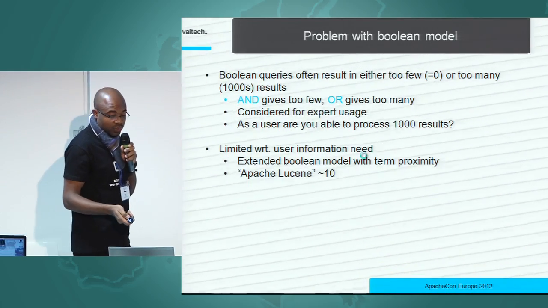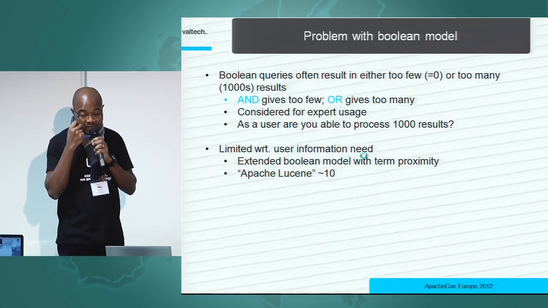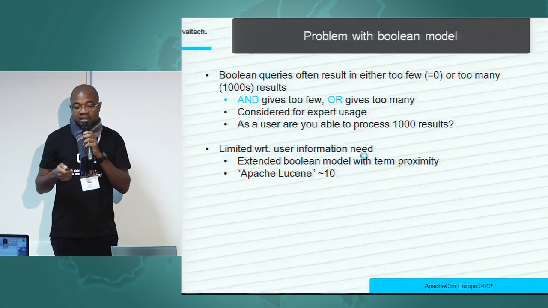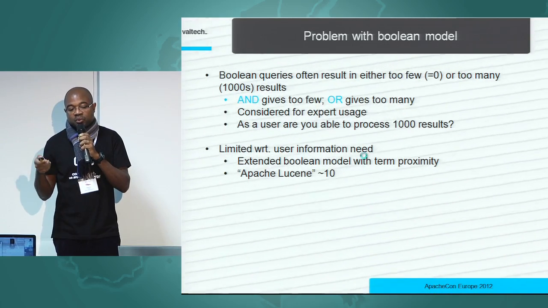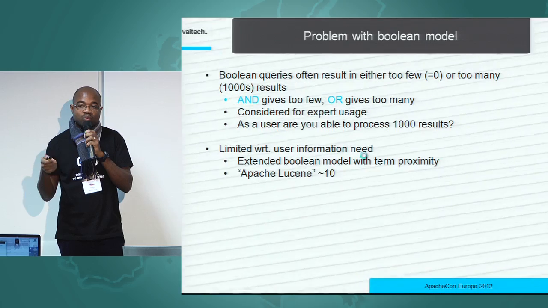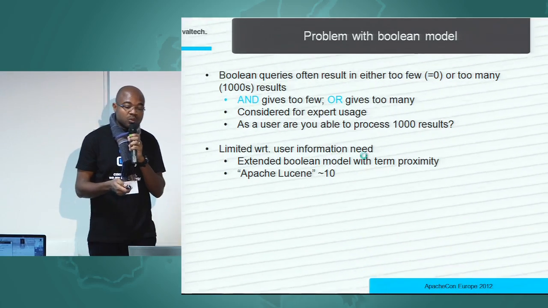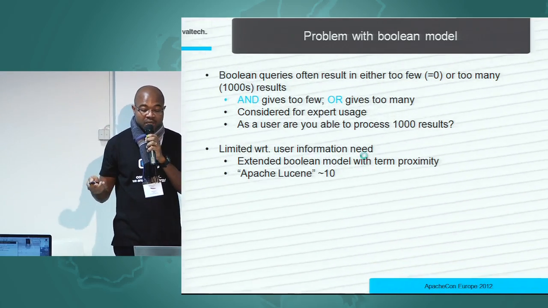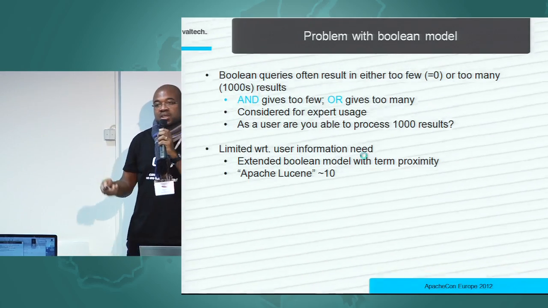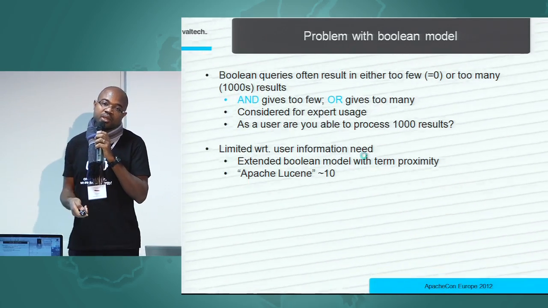So the Boolean query comes with some problems. Often it results in either too few results or too many results. The AND gives too few and the OR gives too many. And it is considered for expert usage because you know exactly what you are looking for.